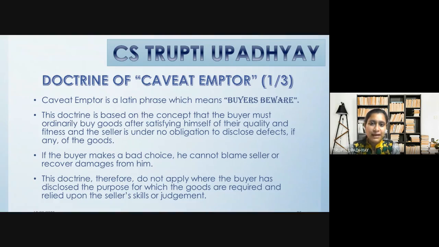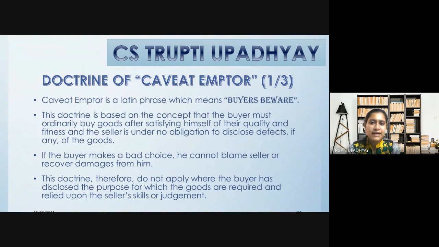And if the buyer makes a bad choice or a wrong choice, then the seller will not be compensating the buyer for the same. Basically, caveat emptor is made to protect the seller. This doctrine, therefore, does not apply where the buyer has disclosed the purpose for which the goods are required and relied upon the seller's skills or judgment.